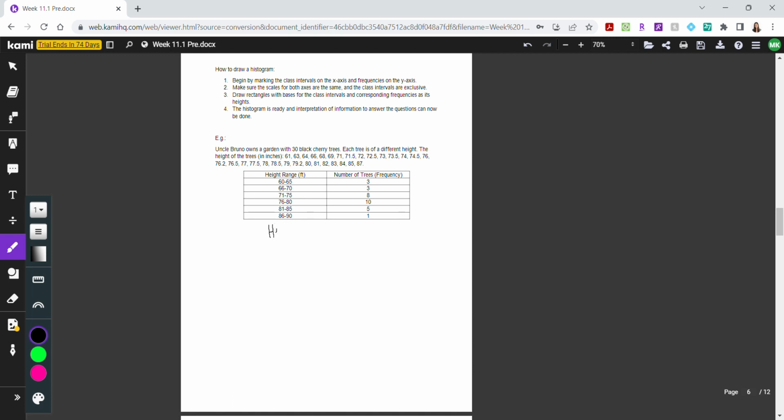My title is going to be Height of Black Cherry Trees. There we go. Now I'm going to draw my axes. Actually, I'm going to draw a little bit more to the center.